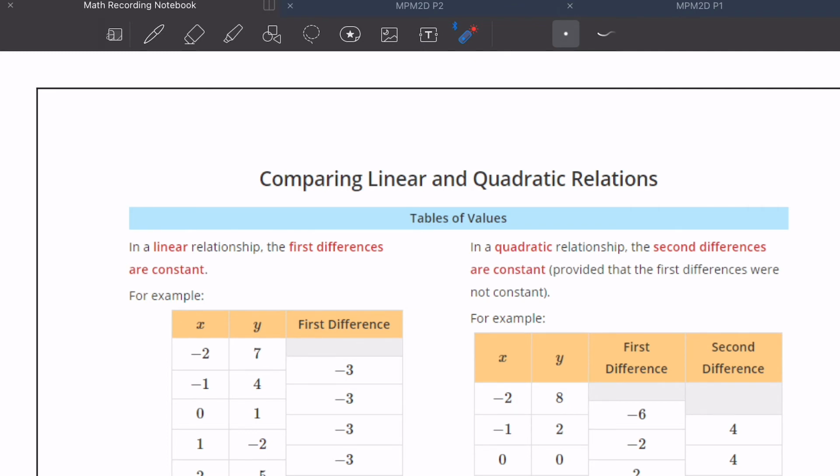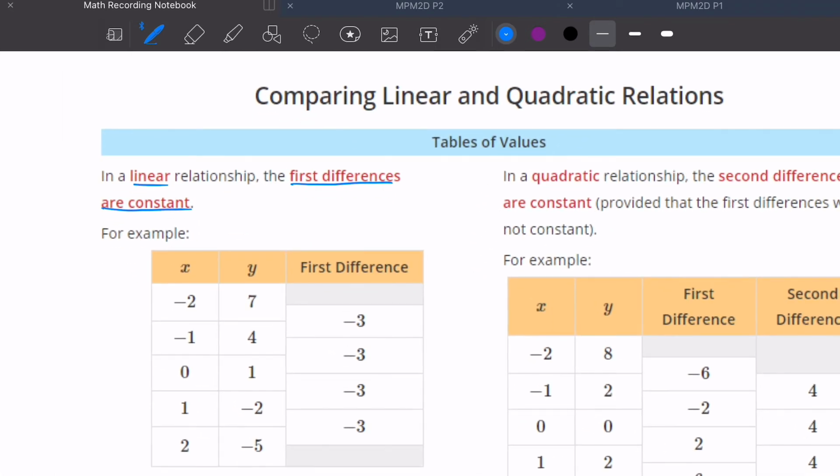So we've been looking at first and second differences, comparing linear and quadratic relations. In a linear relationship, the first differences are constant. That's really important to remember. Linear relations will have constant first differences. So in this one here, this is a linear relation because we can see that the first differences are constant. They're all -3's.